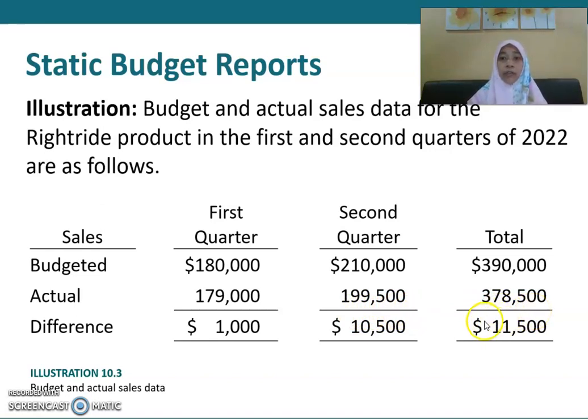If you look at the difference, for the first quarter it is 1,000. For the second quarter, 210 minus 199,500, you will get 10,500. So the total difference will be 11,500. That's how you prepare this one. This is the static budget report for your sales.